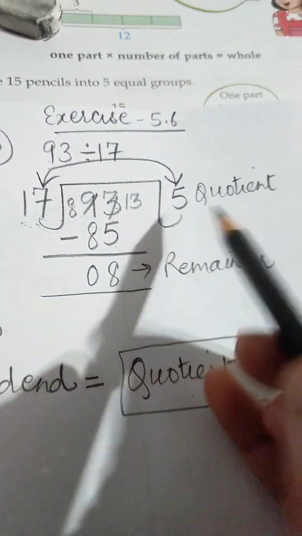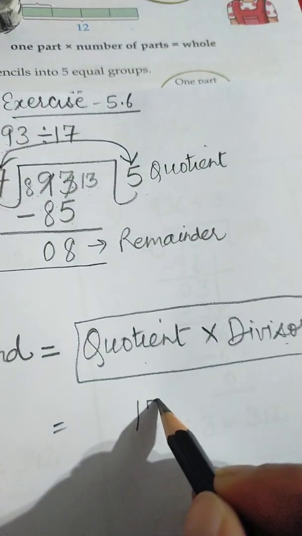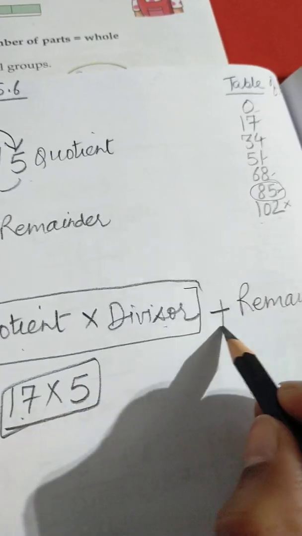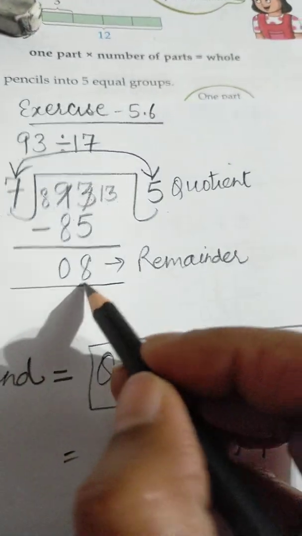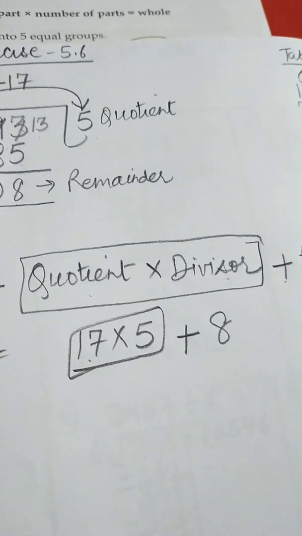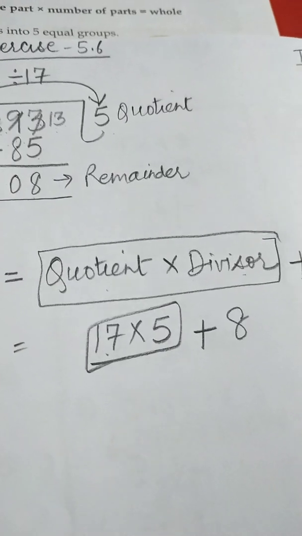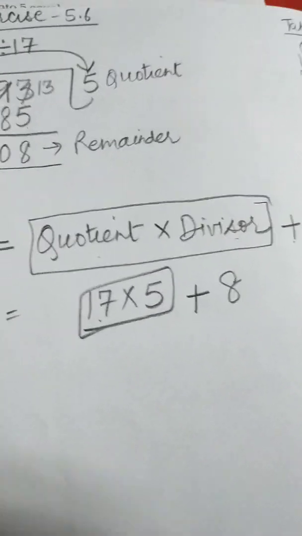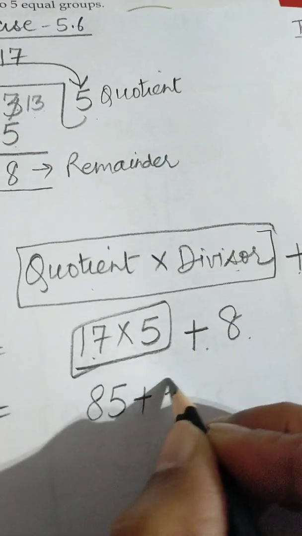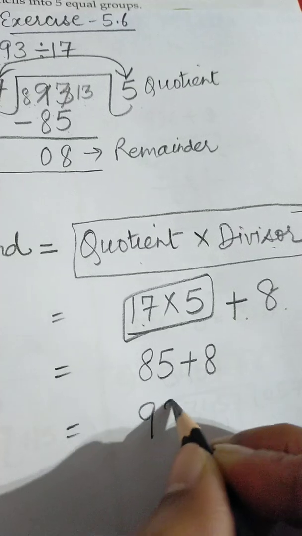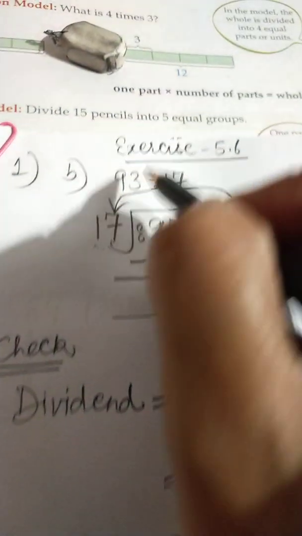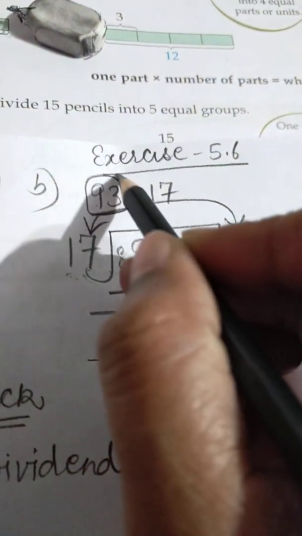17 multiplied by 5. Firstly we will multiply these, and after that what is the remainder? That is 8. We will add this 8. When we multiply 17 by 5, we get 85 plus 8. Then we will get 93. Yes friends, here we are getting 93. Now this we will match with our question. Here it was 93.